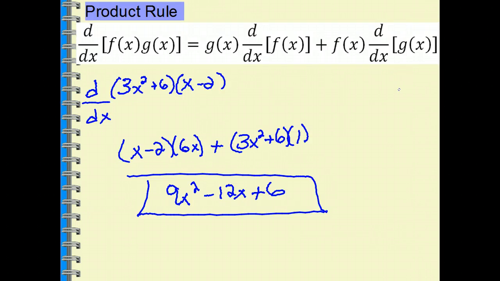Now, all these rules that I've given you so far, I can derive them for you analytically and graphically. There are some derivations in the book. I'm not going to take the time to do those here in the video, but if you're interested, you can either ask me about it in class or take a look at how the book explains it for you.